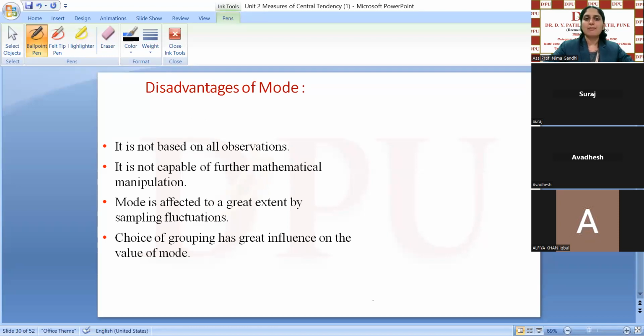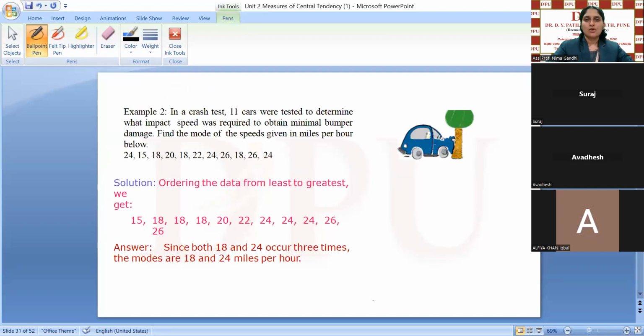Okay, it is not capable of further mathematical manipulation. So we are not using mode for further mathematical treatment or calculations. We just use the arithmetic mean. Mode is affected to a great extent by sampling fluctuations. So when you are taking samples and finding the mode, you will get different values of the mode. Choice of grouping has great influence on the value of the mode. So if you are grouping your data, it will influence the mode. Okay, so what is the mode? Mode is the value which is repeating the maximum number of times in your data set.